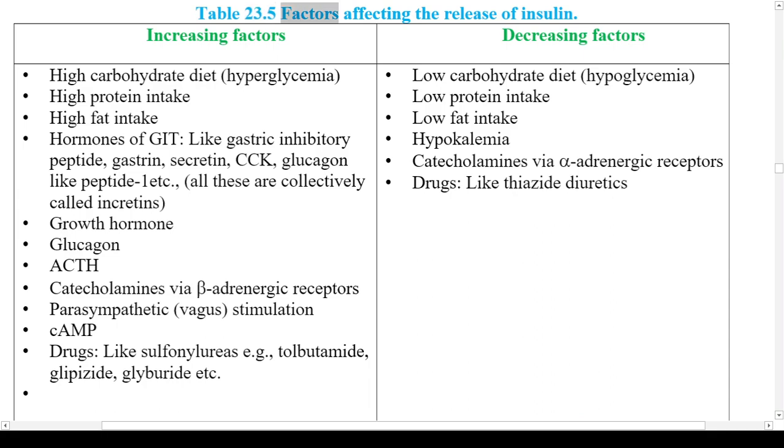Table 23.5 Factors affecting the release of insulin. Increasing factors: high carbohydrate diet, hyperglycemia, high protein intake, high fat intake, hormones of the GIT like gastric inhibitory peptide, gastrin, secretin, CCK, glucagon-like peptide 1 etc., all these are collectively called incretins, growth hormone, glucagon, ACTH, catecholamines via adrenergic receptors, parasympathetic vagus stimulation, cAMP, drugs like sulfonylureas, for example tolbutamide, glipizide, glyburide etc.